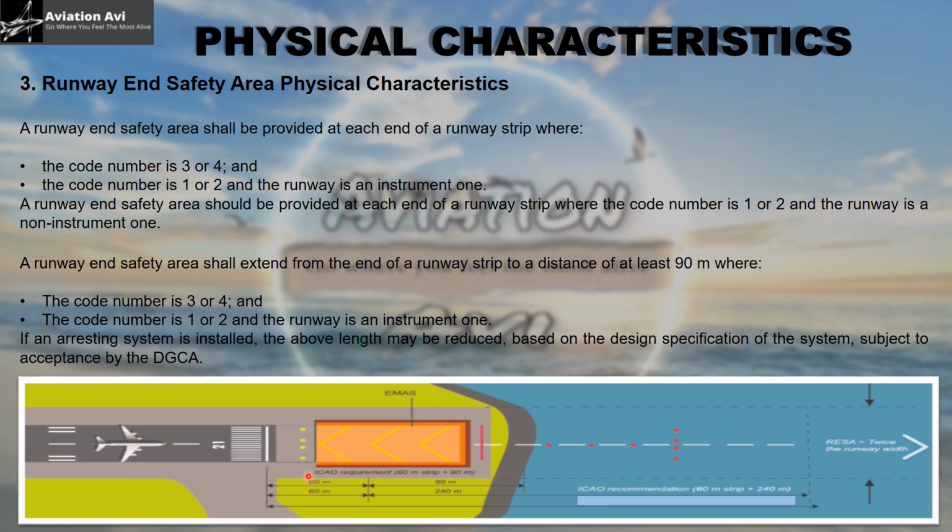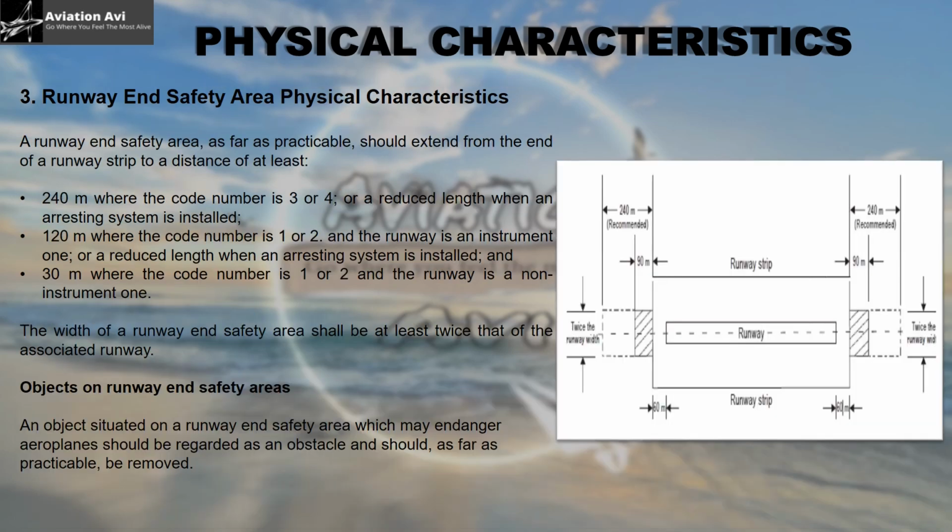But when you are reducing the length of the RESA, the process itself requires acceptance from the DGCA, based on what kind of material you are providing and what level of deceleration it will provide to an aircraft. Based on these factors, you can reduce the length of RESA that you are providing. Now we have seen that for a code 3 or 4 runway, the distance of the RESA shall be 90 meters. It is a requirement, but it is also recommended that this distance is increased to 240 meters for a code 3 or 4 runway, or this recommendation of 240 can further be reduced when you are installing an enhanced arresting system.